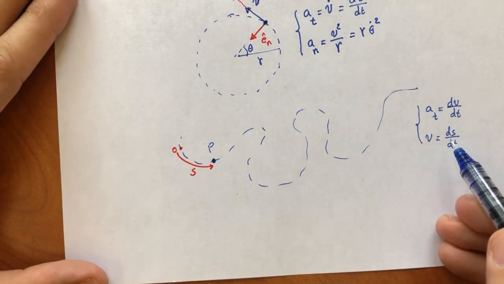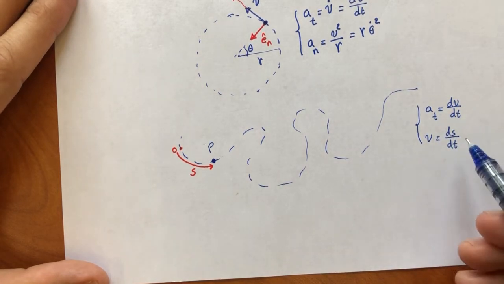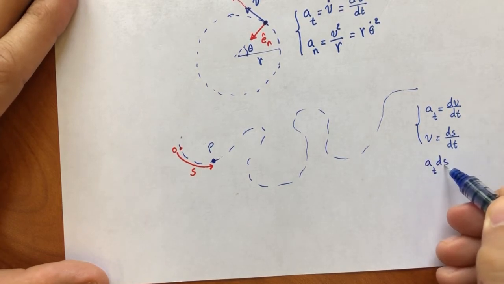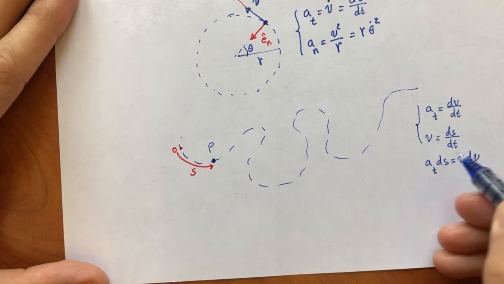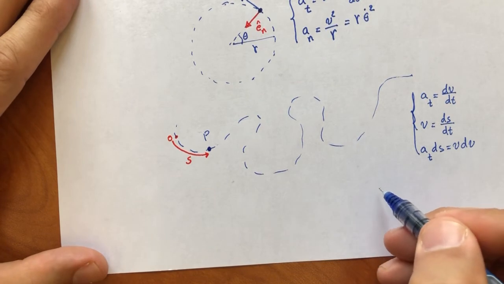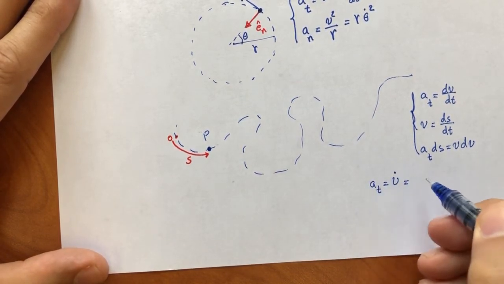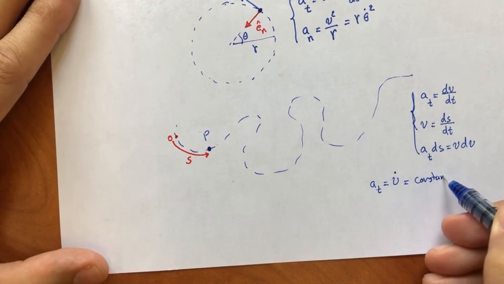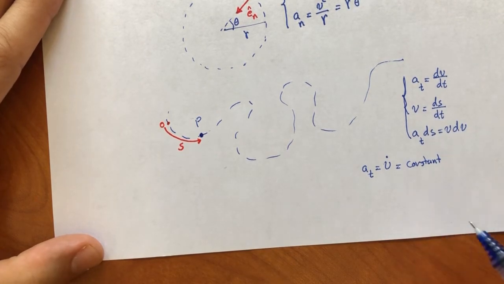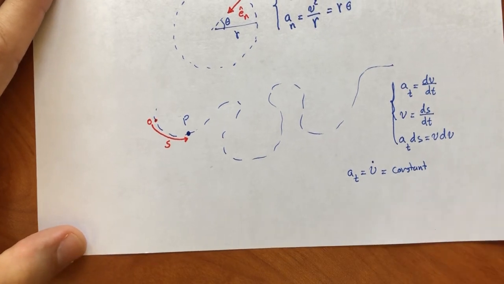And we can even derive the third equation, the time-independent equation. If you divide these two equations together, dt is going to cancel out, and we are going to have at times ds is equal to v times dv. And also, if we have constant at, or v dot is constant, then we can integrate these three equations and find the algebraic equations we had for movement on the line. Exactly the same equations.